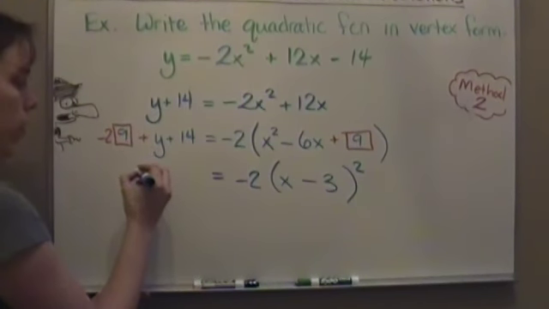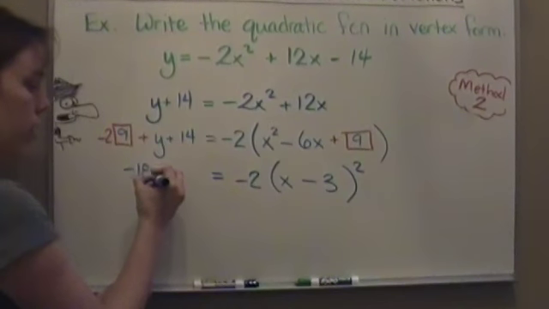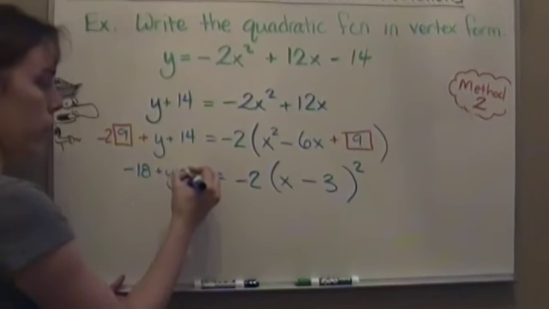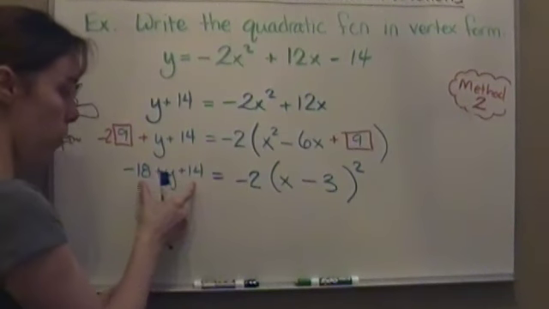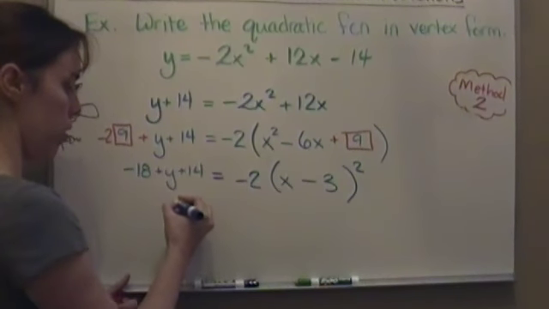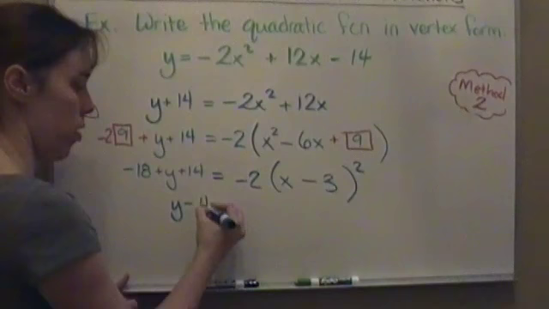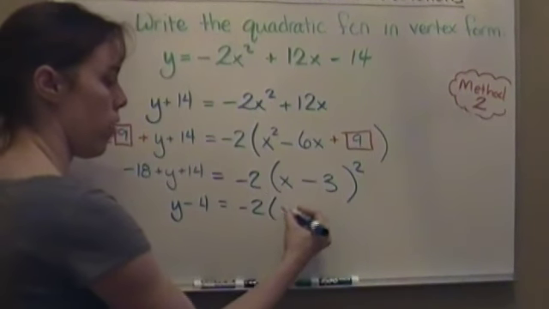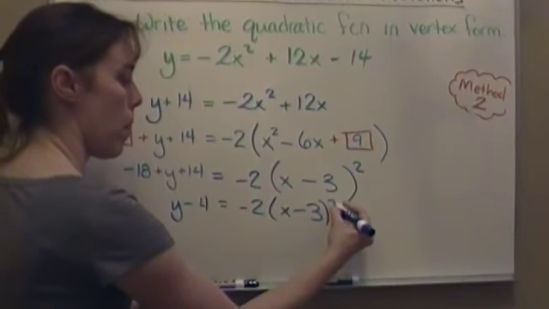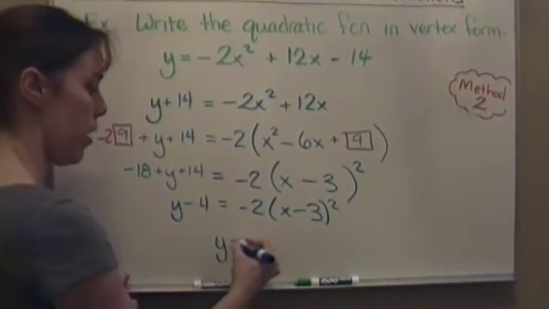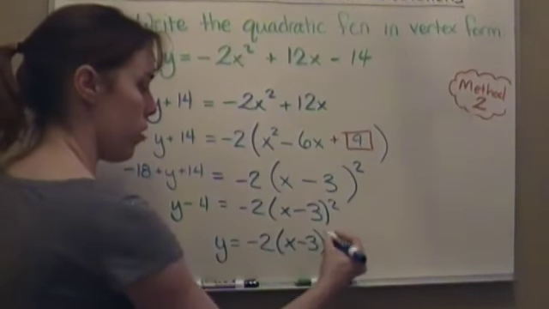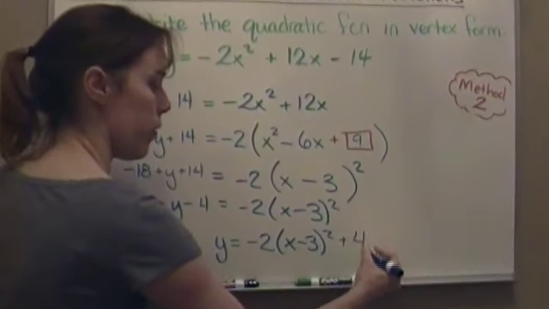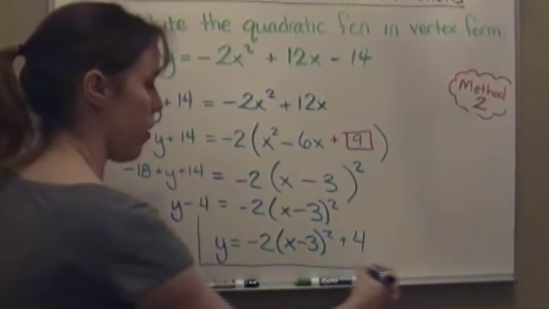Alright, so I've got negative 18 plus y plus 14. That's just negative 4, right? Okay. Move it over. Y equals negative 2 times x minus 3 squared plus 4. That's vertex form.